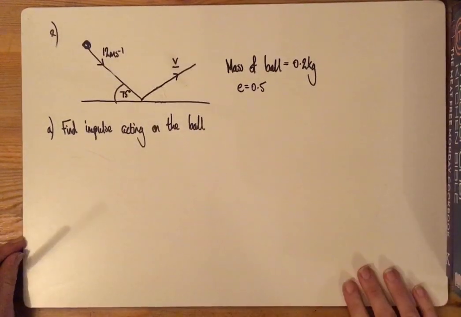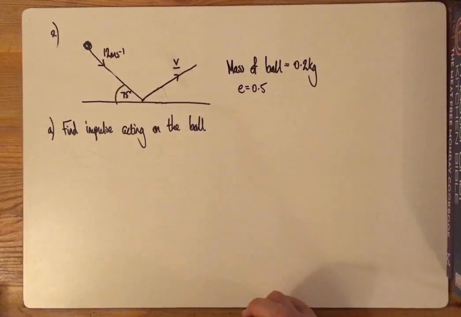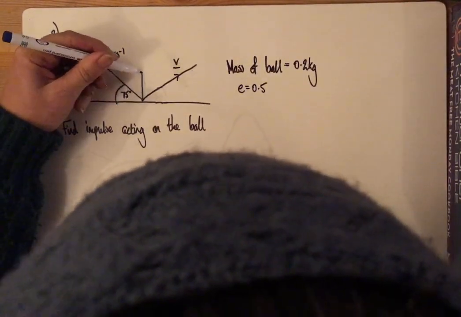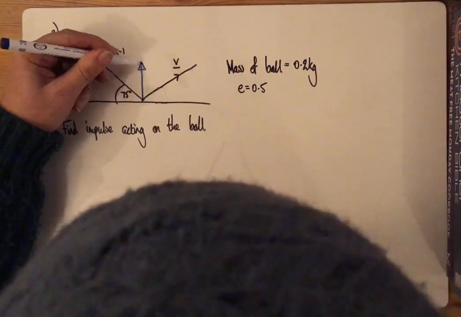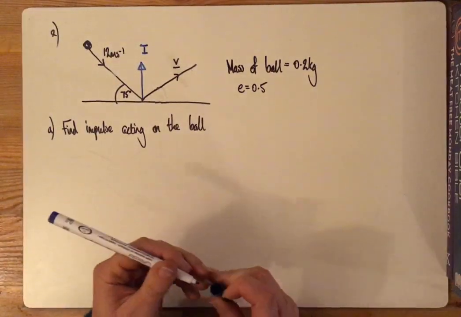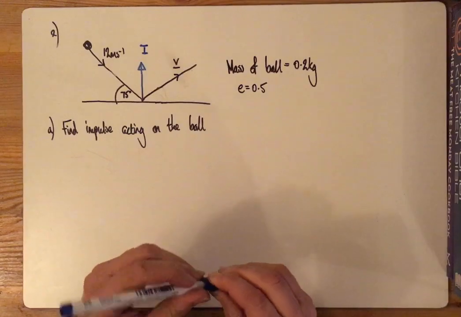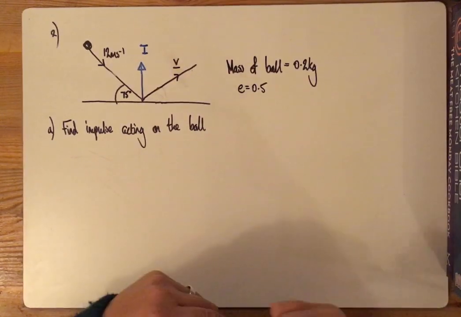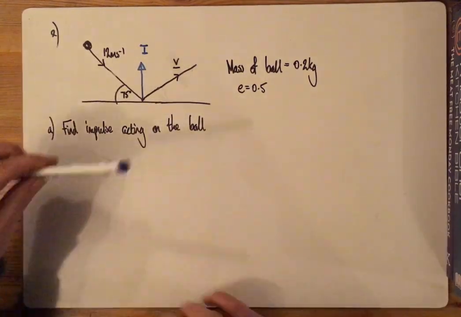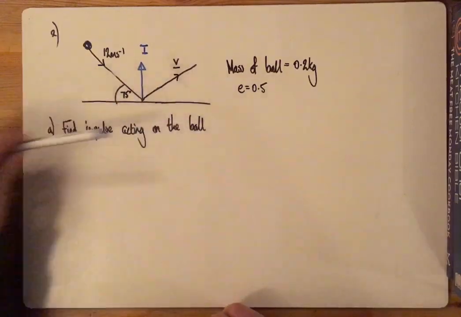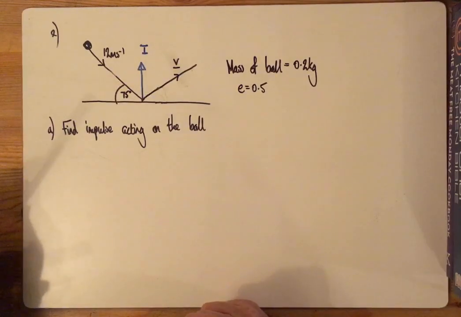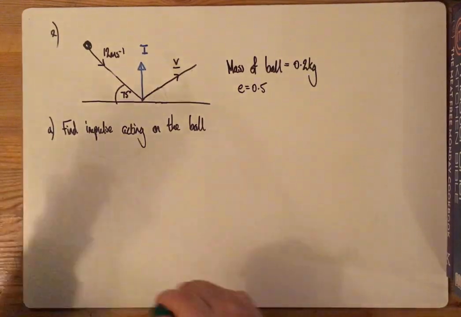So first of all, we need to just think about which way the impulse is going. So it acts perpendicular to the surface, and it's going to be affecting the ball in this way. So impulse on the ball. Impulse is change in momentum, and it's acting perpendicular to the plane. So we can ignore anything parallel to the plane, essentially.